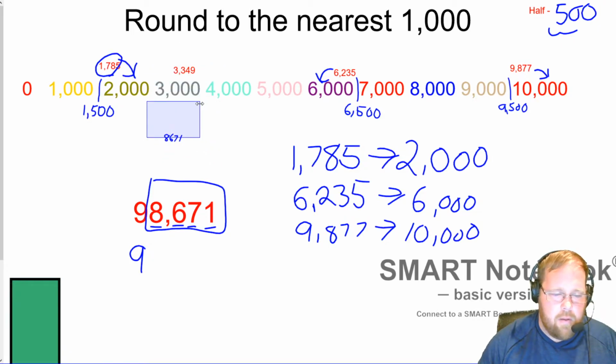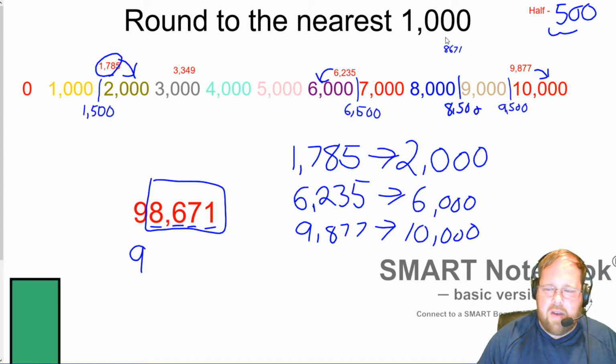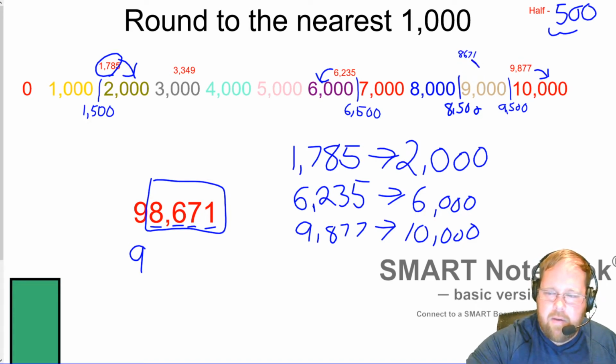Where would we place it? 5,000, nope. 6,000, nope. 7,000, nope. 8,000, yeah! But where will it fall again? 8,500. 8,671 is greater than 8,500. So it goes on this side, and see, it would land on the 9,000.